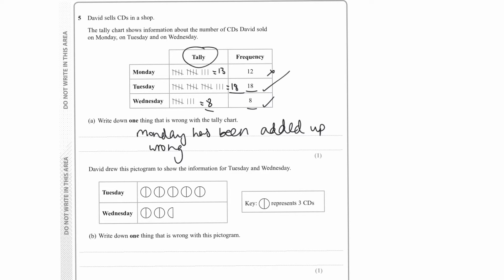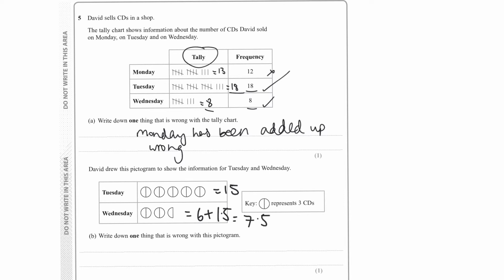So here we've got Tuesday. It says that each round circle of the pictogram represents 3 CDs. So it wants us to write down something wrong. Well, let's have a look at Tuesday. Tuesday has 5 round circles in total, so it has 15. Wednesday, however, has 2 round circles, which is 6, then it has half of a circle, which is 1.5. So Wednesday has a total of 7.5.